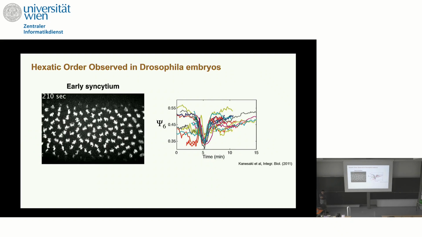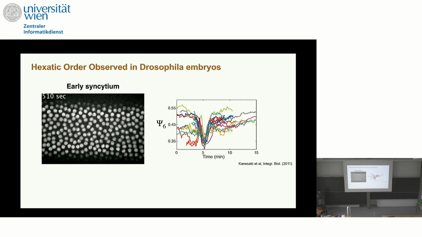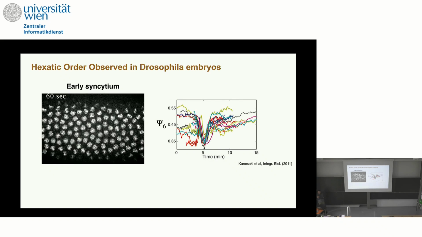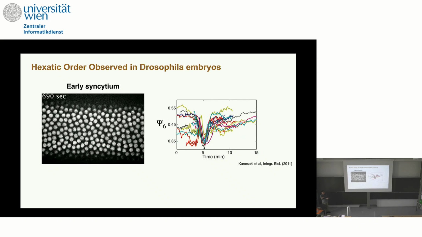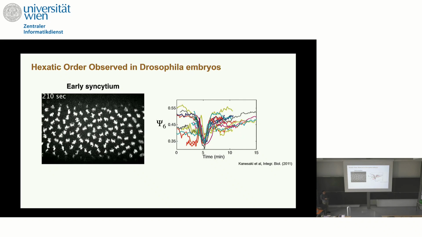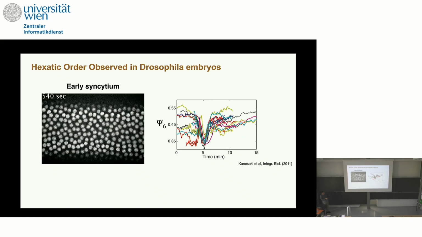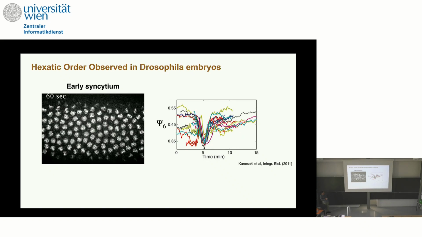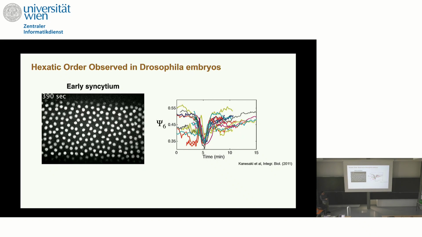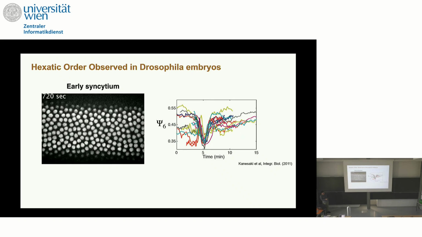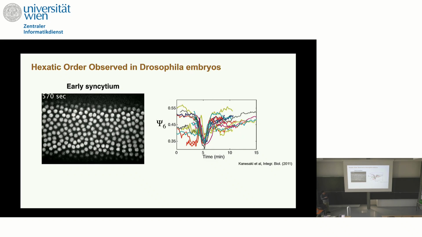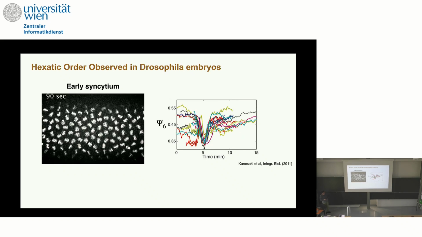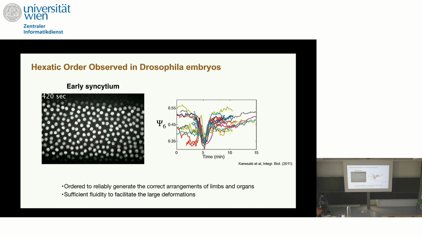Okay. And there is some evidence for sixfold order in the early syncytium of the fly embryo. This is before cells actually cellularize. And they see that when you have rounds of cell division, the sixfold hexatic order goes down, but actually recovers quite quickly, even a few minutes after division.